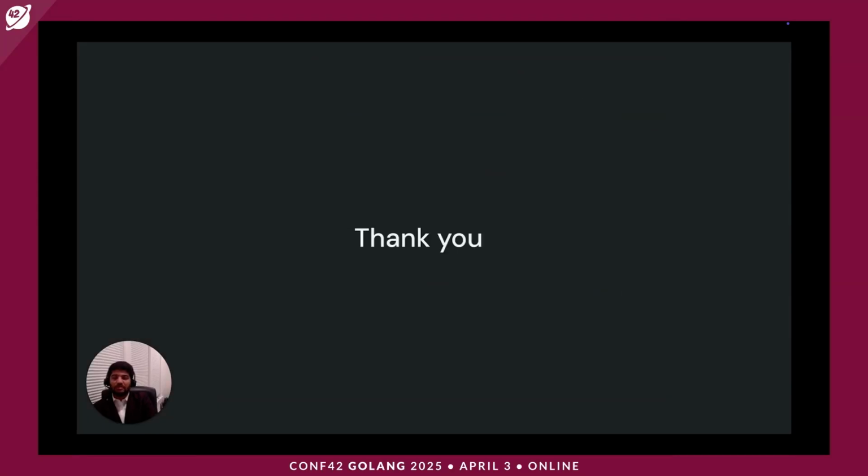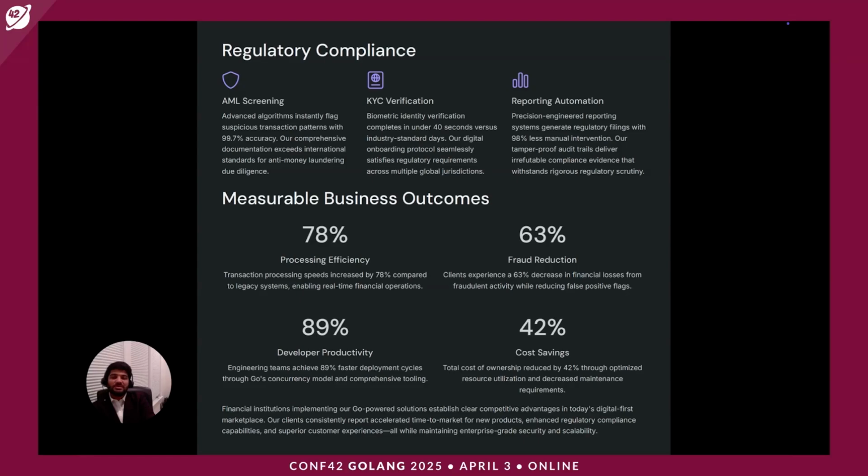Now coming to measurable business outcomes, 78% faster processing. Transactions happen almost instantly. 63% fraud reduction, greater security and lower risk. 89% developer productivity boost, more innovation and less maintenance. 42% cost savings through less infrastructure waste and more efficiency.